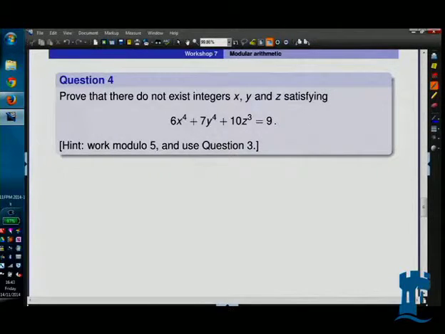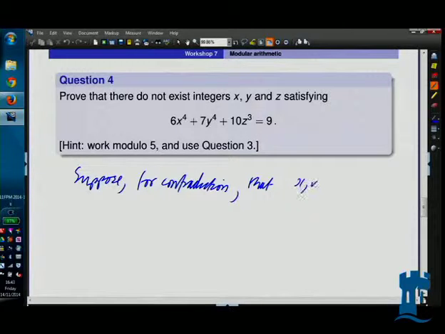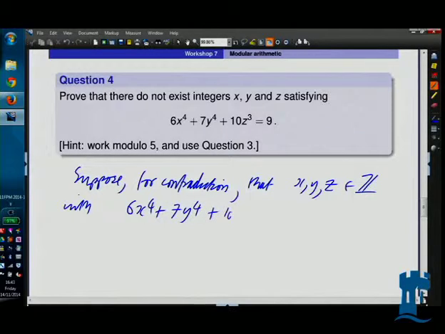So we're going to suppose for contradiction that x, y, and z are integers with 6x to the 4th plus 7y to the 4th plus 10z cubed equals 9. In that case, we're going to get a contradiction from this.